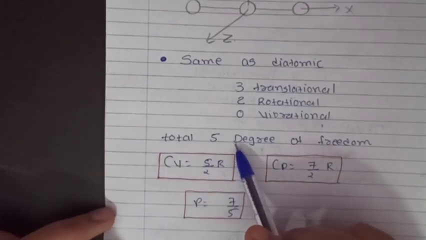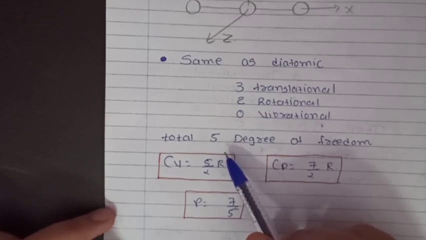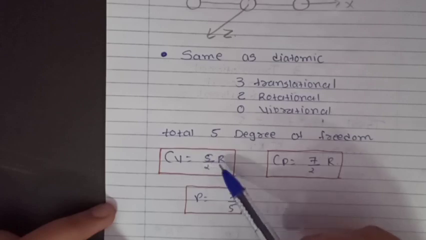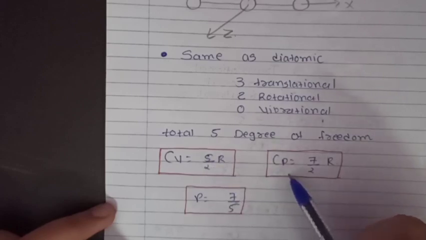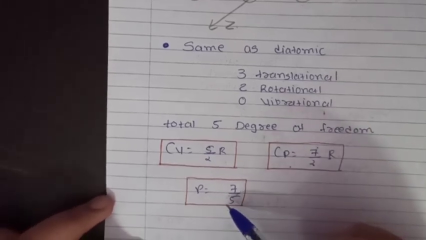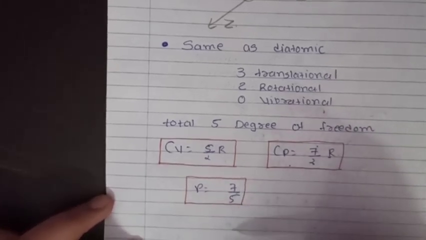So it will have the same values as that of diatomic gas. So degree of freedom will be 5. Cv is 5 by 2R. Cp is Cv plus R, that will be 7 by 2R, and gamma is equal to 7 by 5.